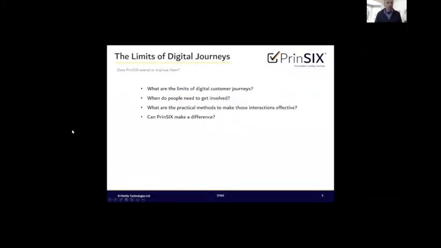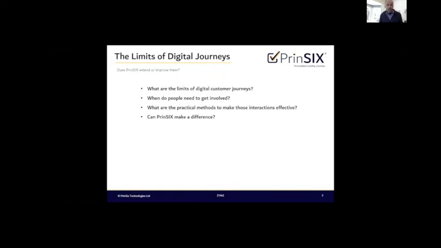So what were we looking at? Specifically, what we were looking at is what's the limit of the digital journey? Where do they stop? And where do people have to get involved? Where do you have to start involving a human? And what practically does that actually mean? How does that work? And what is the nature of that intervention? And can we make a difference there? Can we contribute to that?